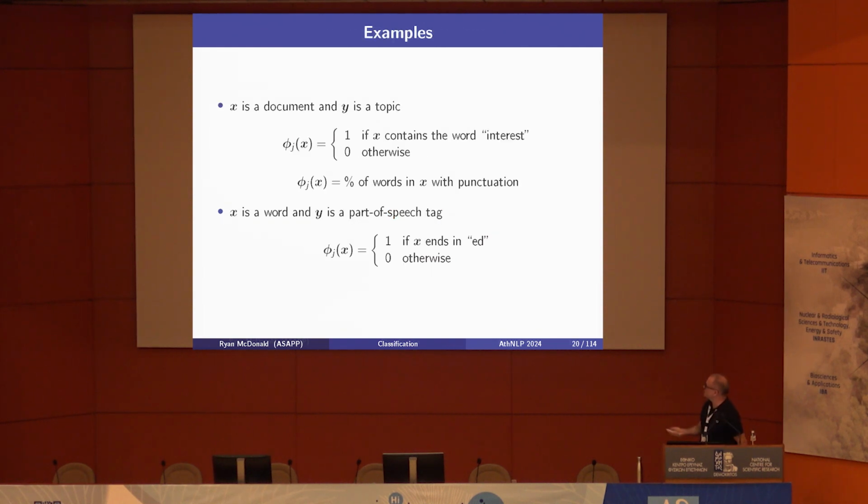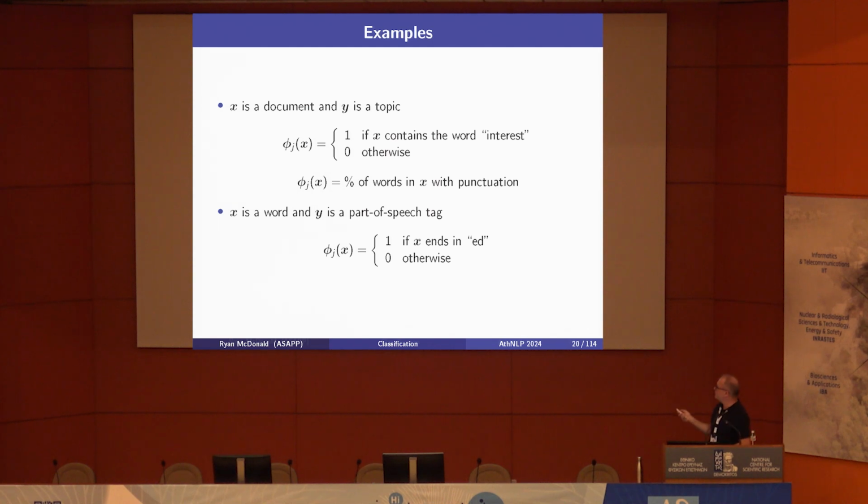To give an example of this, let's say we have a document X and we want to predict some topic: sports, politics, finance, technology, whatever those topics might be. So phi is my representation. I'm going to take phi of x, and let's say j. Remember, phi is a vector. j is the jth element of that vector.